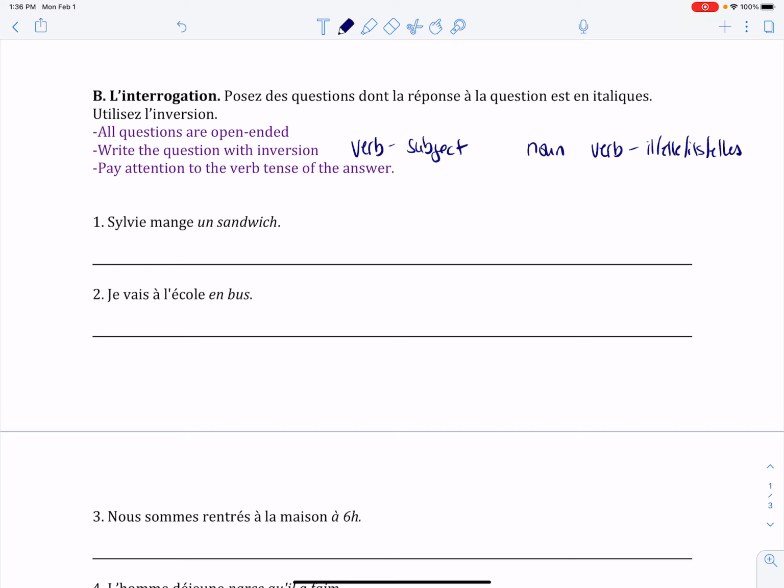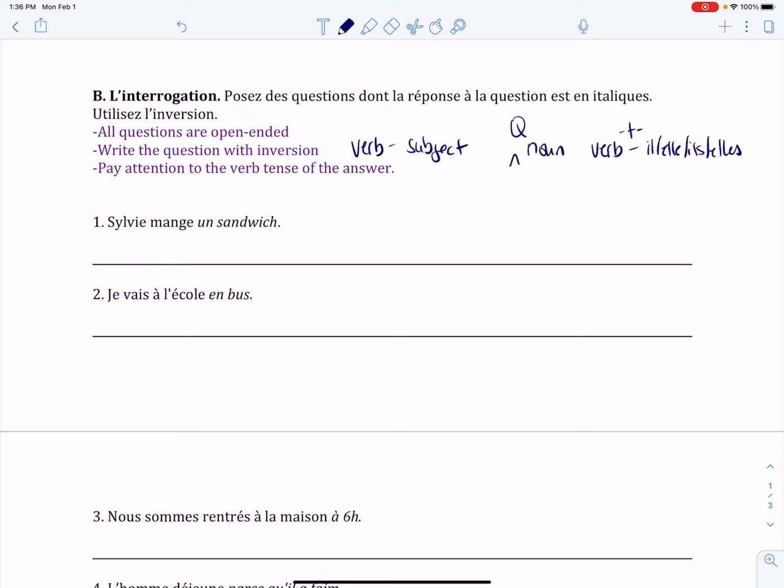The question word, of course, is the first word. So we have that there. But also with the inversion, make sure that you put a T in between the verb and the subject pronoun if you've got a verb where the last letter is not D or T.